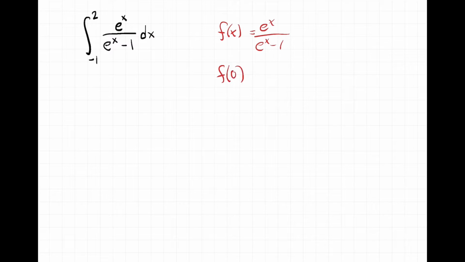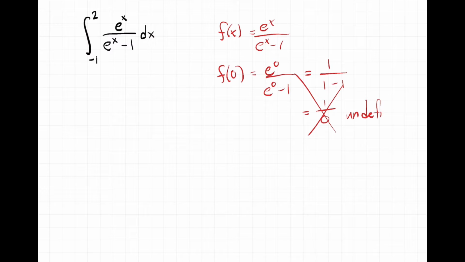F of 0, that's going to be e to the 0 over e to the 0 minus 1. Well, e to the 0 is easy. That's 1. E to the 0 again at the bottom, that's 1 minus 1. Uh-oh, that's 1 over 0. That is undefined. So our function is actually defined everywhere except at 0, and 0 is in the interval.